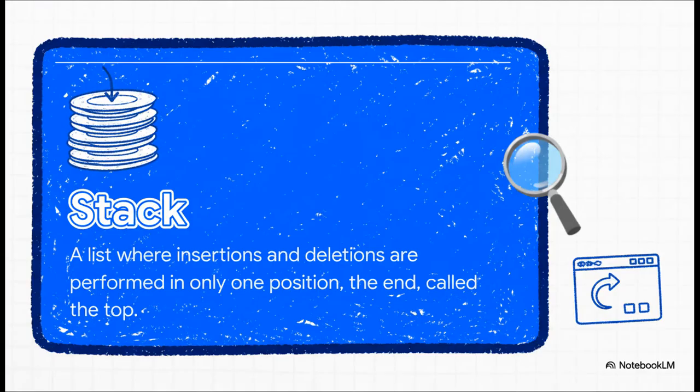Okay, so here's the official textbook definition. A stack is basically a list where you can only add or remove things from one spot, the very top. Think about it. You'd never try to pull a plate out from the bottom of the stack, right? That would be a total disaster. You always take from the top. It's like a Pez dispenser for data.